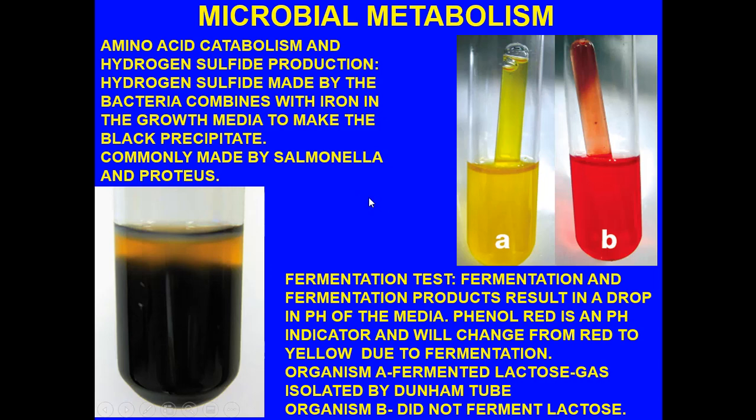Seems like a lot? Let's go over a few points here. Start here: amino acid catabolism and hydrogen sulfide production. Okay, I'm going to look for something that's going to strip a sulfur from the sulfur-containing amino acid. That's going to lead me to make hydrogen sulfide.